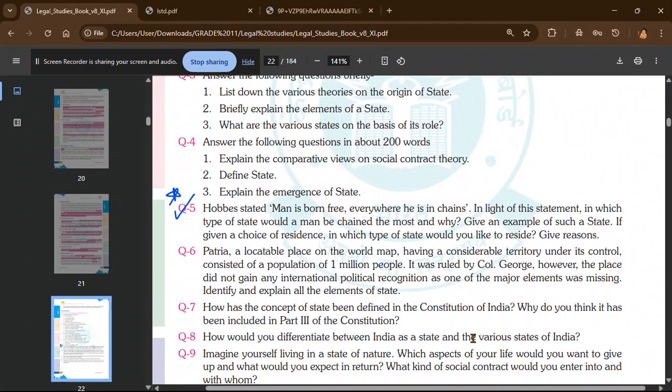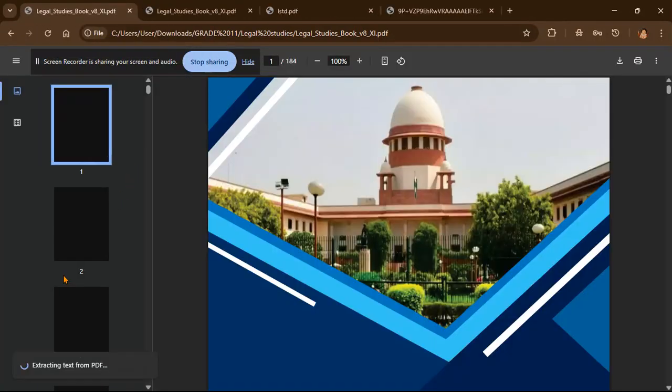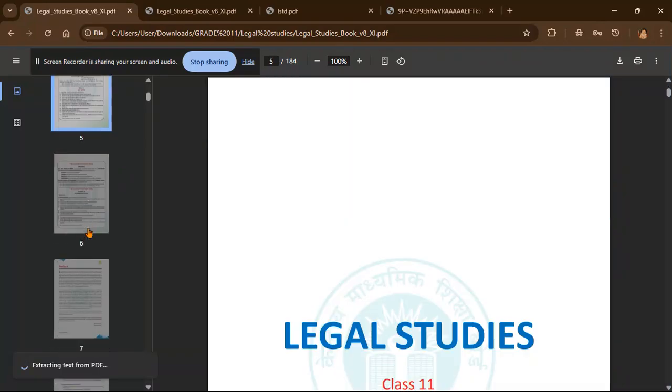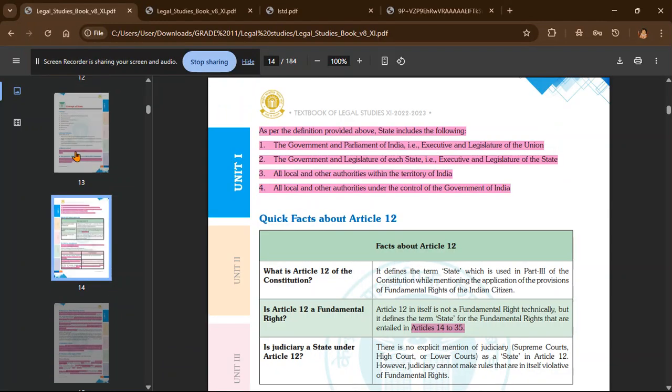Then you have the seventh question. The seventh question is, how has the concept of state been defined in the Constitution of India? Why do you think it has been included in Part 3 of the Constitution? So, how has the concept of state been defined in the Constitution of India? Let me just open one more file so I can explain the Constitution of India to you. You'll write the 4 points.